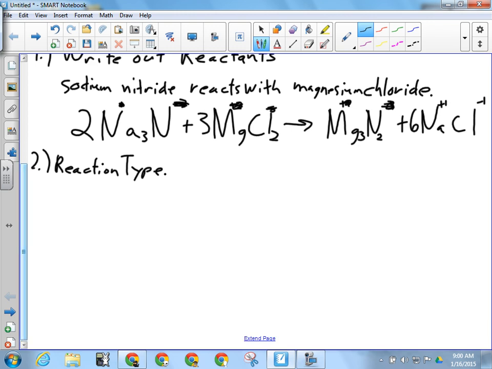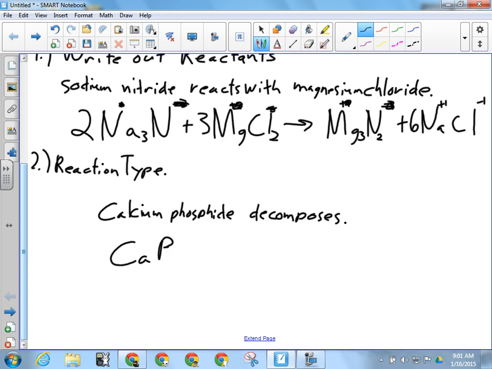Let's look at maybe one like this. Calcium phosphide decomposes. I probably wouldn't say decomposes on the test because it's a dead giveaway for the reaction type. But first thing we do is write down our reactants. Calcium phosphide. This is a minus 3. This is a plus 2. So we got Ca3P2. That's our reactant.